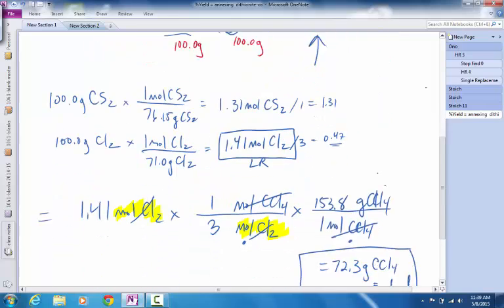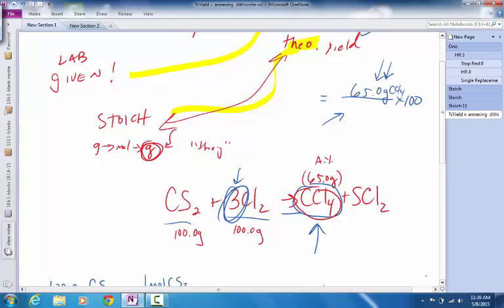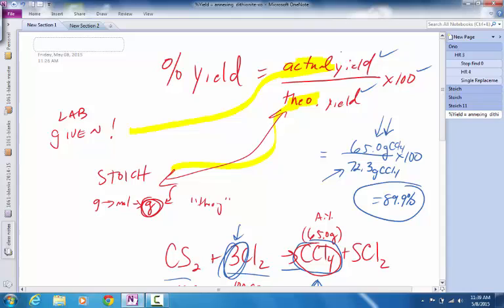We need our theoretical based on stoichiometry, which is right there, 72.3. So 72.3 goes right there. Look at that, how easy that is, grams of carbon tetrachloride. We're going to divide and multiply by 100, and we're going to get about 89.9%, somewhere right around there. And that is our answer. So there you go. Percent yield is all about actual, hey, that's a number. Theoretical, however, is indeed doing stoichiometry.